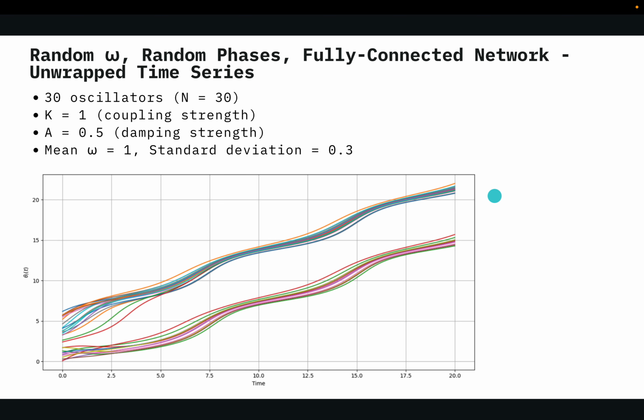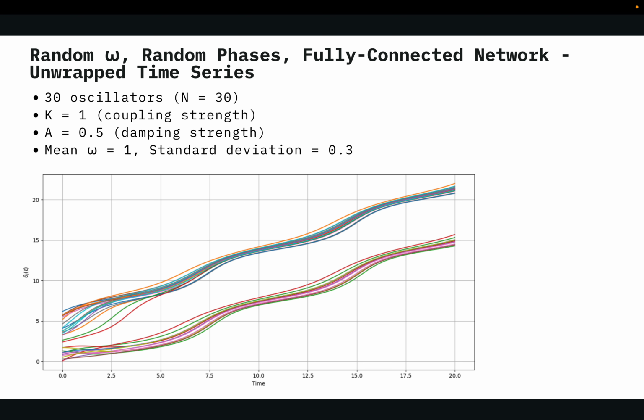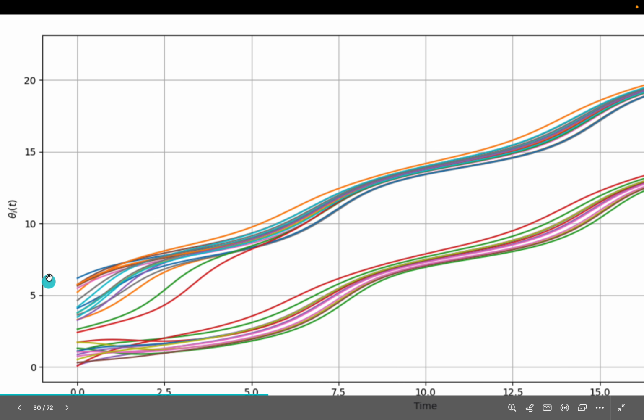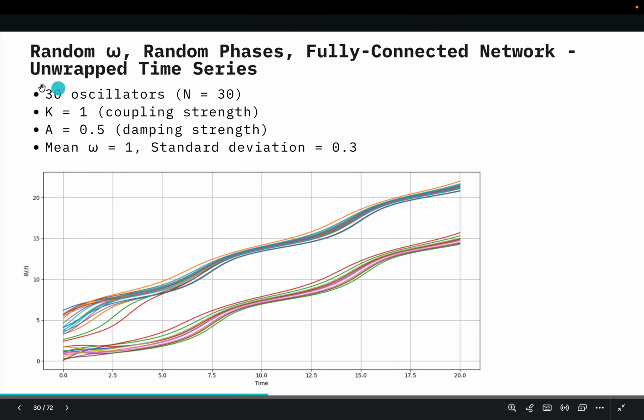So this is the theta versus time plot, and this is the unwrapped phase series. We have not wrapped it. That's why you see it goes beyond 2 pi. What's the value of 2 pi? Pi is 3.14, so 2 pi is roughly 6.28. But you see this crosses 6.28, 10, 15, 20, and this keeps going. This is for 30 oscillators, this particular simulation.